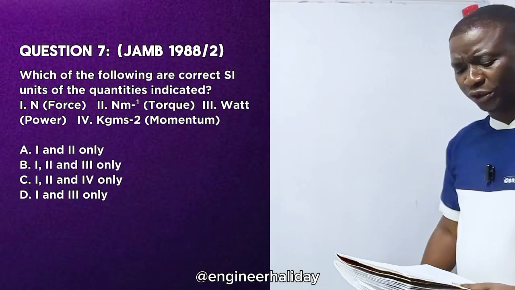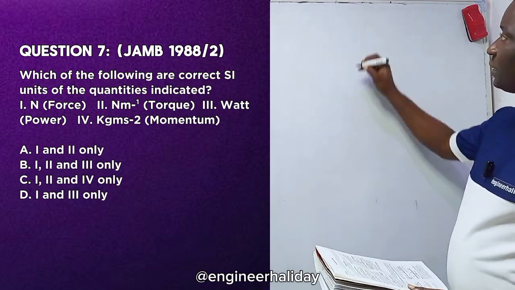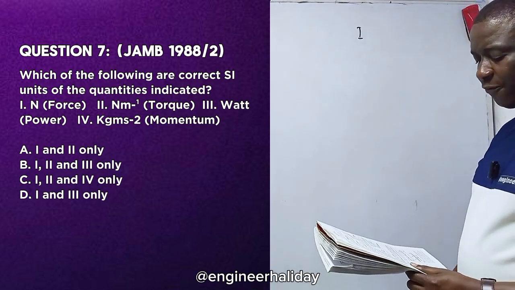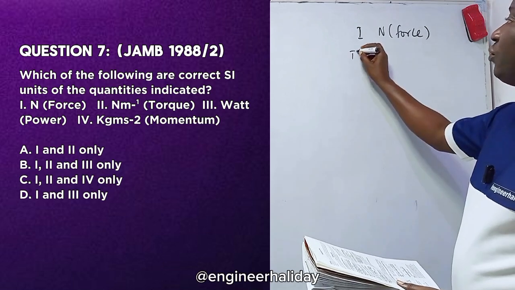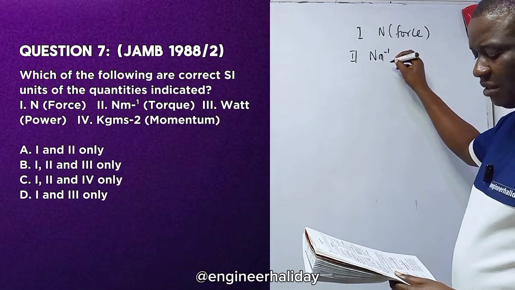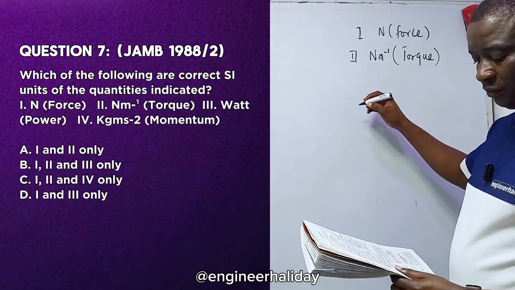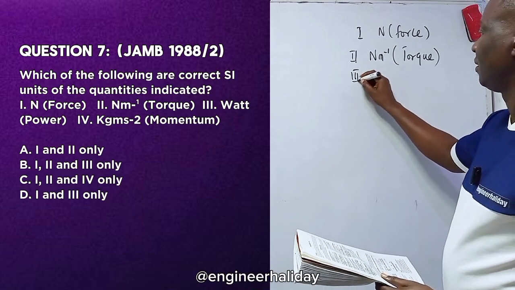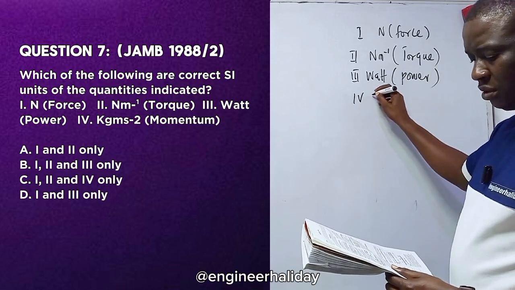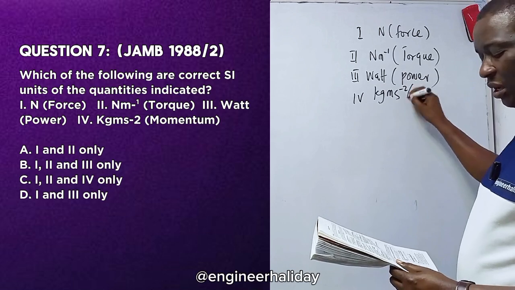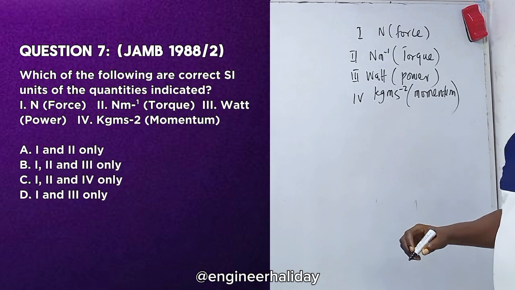Number 7 says, which of the following are the correct SI unit of the quantities indicated? Roman figure 1 says what? Force. Newton. Roman figure 2 says what? Newton per meter, which is torque. Roman figure 3, you see what? Watt, which is what? Power. Roman figure 4 says what? Kg meter per second square, which is what? Momentum.